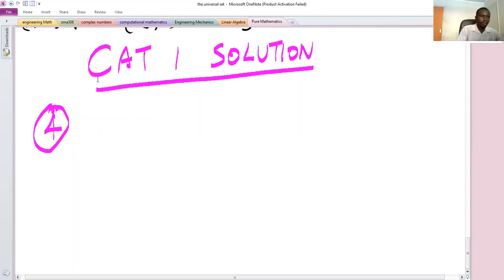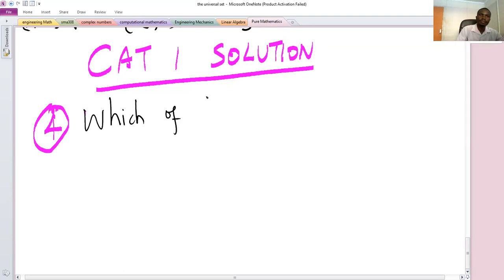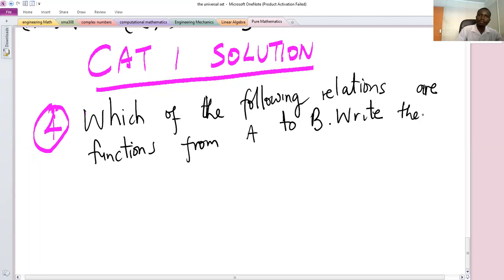Which says, which of the following relations are functions from set A to set B, and then write down their domain and range. Now, there are 3 parts.